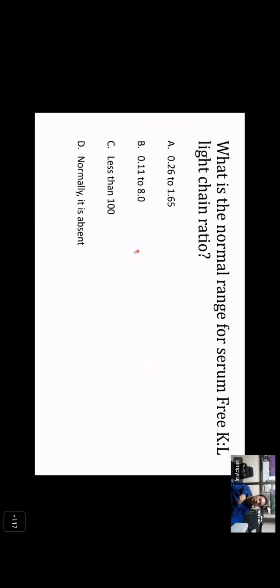So coming to our next question, I have already shown it in one of my slides. Anybody know which is the normal range of serum free light chain ratio? Sir, 0.26 to 1.65. That is correct. So this is our normal range, 0.26 to 1.65. That's the normal range. Okay, next case.